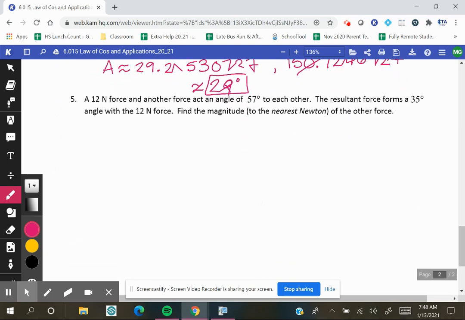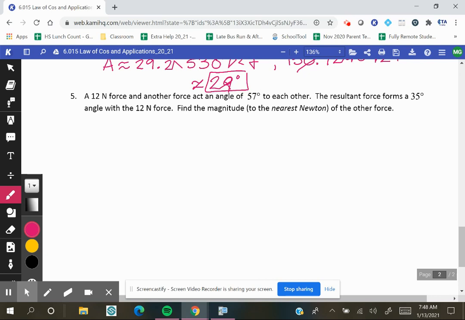All right, and lastly, number 5. So pause the video here, write down what you need to, and I want you to try to draw a picture and label it, and then solve it if you can. There's one little trick here that I'll give you a hint on if you get stuck.